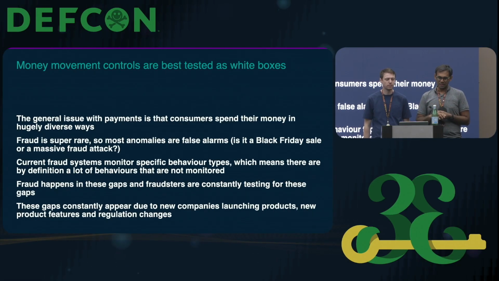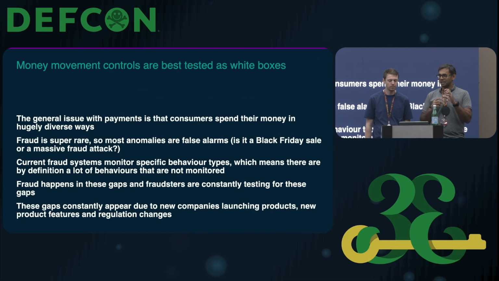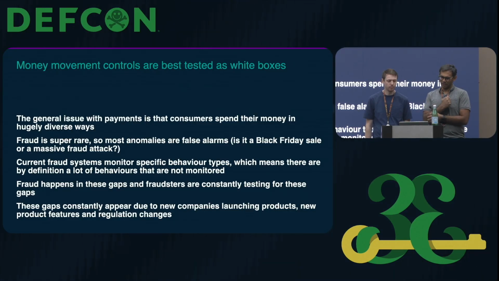So what we think is that money movement controls are best tested as white boxes. Let me map my attack surface, look at the rules that we have, and identify gaps. Or actually, if we have found a gap, how can we figure out whether it is a scalable gap or whether it's a one-off or something like that?